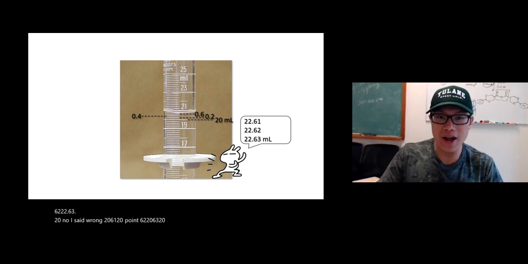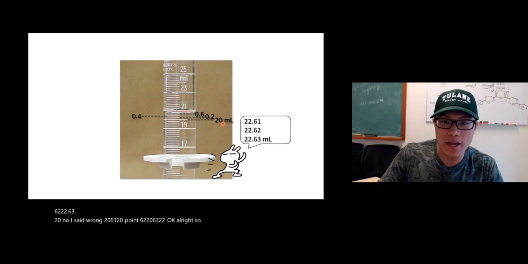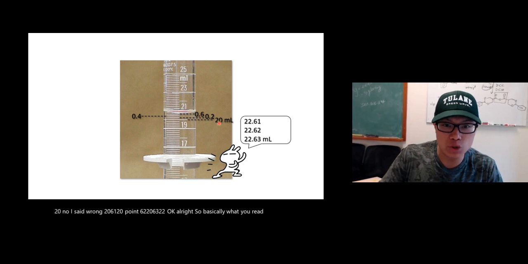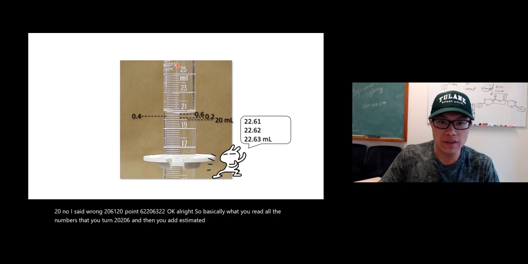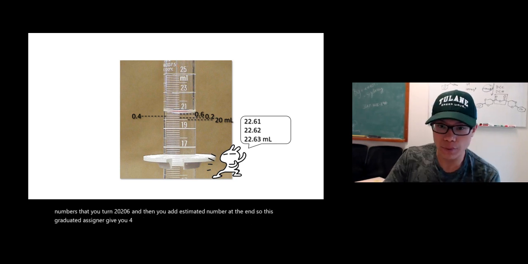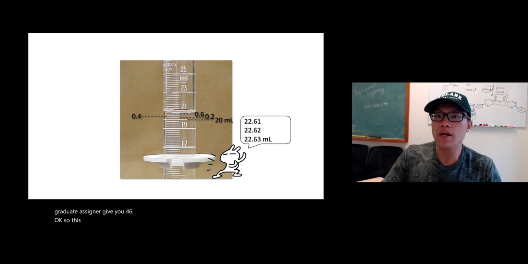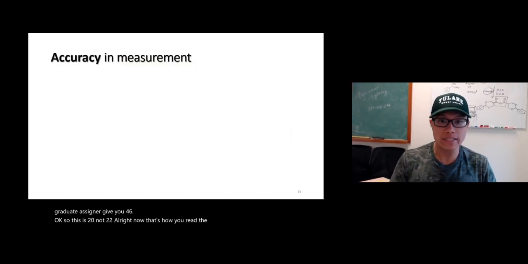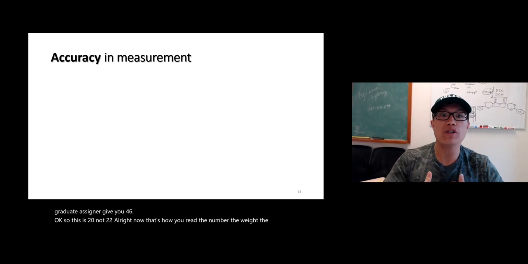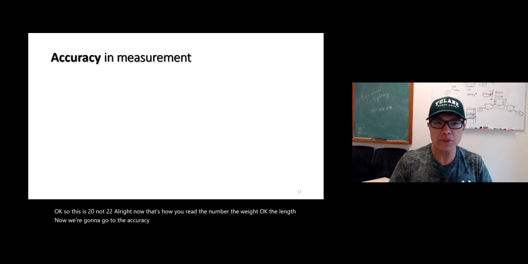So basically, all the numbers that you read, 20.6, and then you add an estimated number at the end. So this graduated cylinder gives you 4 sig figs. Okay, so this is 20, not 22. All right, now that's how you read the number, the weight, the length. Now we're going to go to accuracy, how accurate your measurement is.